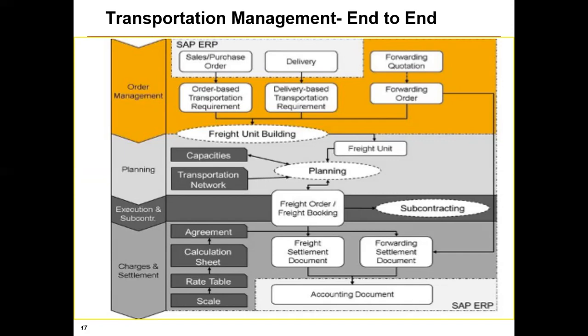All these types of activities come under value added services, VAS. They can also create VAS orders which are integrated to the freight orders or freight booking document. So there is a concept of VAS order, value added services orders, which are integrated to the main freight orders or freight booking depending upon the specific scenarios.